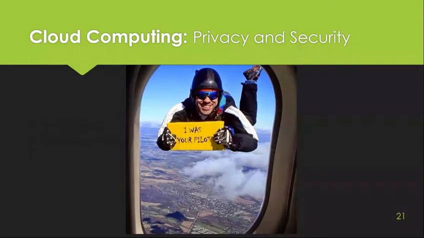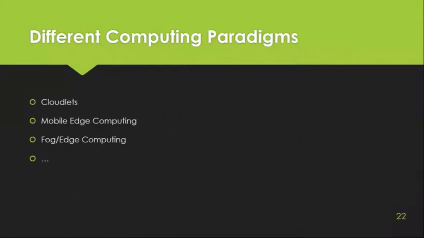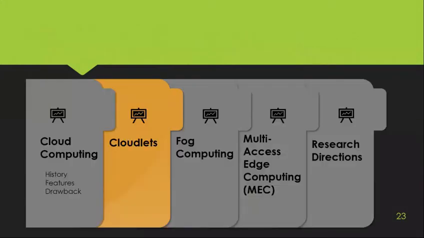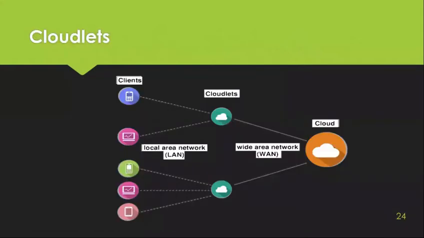So a lot of scientists thought about those issues and proposed different computing paradigms than just this cloud paradigm, which, for example, today we're going to talk about: cloudlets, mobile edge computing, and fog edge computing. What are their fundamentals and their relationships? So let's start with cloudlets.